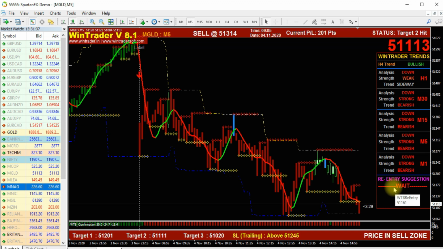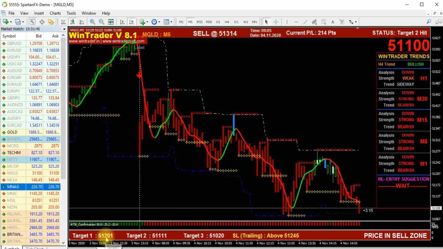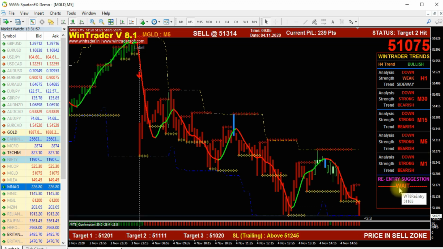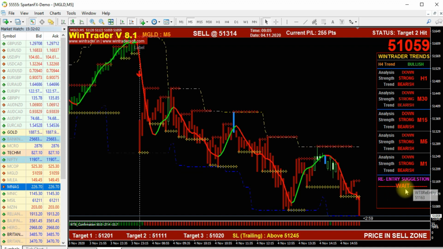Another advantage is the re-entry suggestion. After the signal at 314, maybe you exit with the first target of 51201 or something. If the market keeps the same downtrend, we will get a re-entry suggestion. Right now it's in wait mode, and in this position we will get a new re-entry sell price. Here it will be displayed with a new target. You can check it now, it's still going downwards.